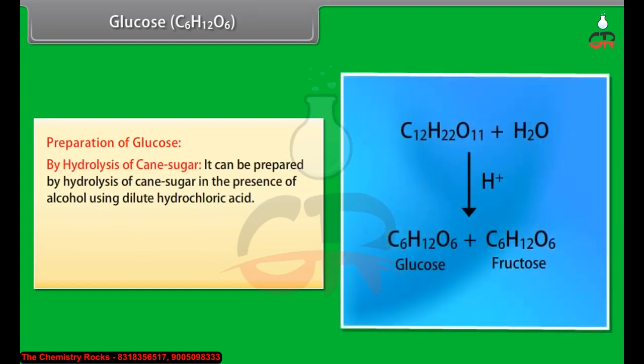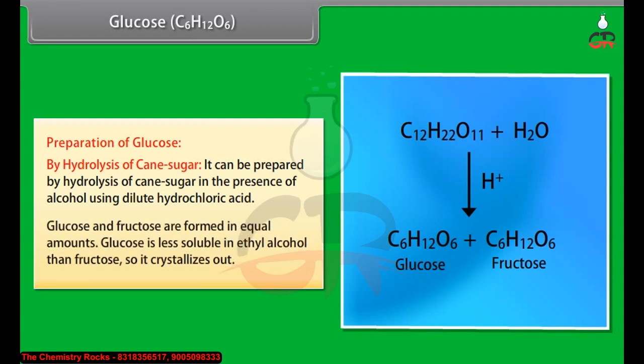By hydrolysis of cane sugar. It can be prepared by hydrolysis of cane sugar in the presence of alcohol using dilute hydrochloric acid. Glucose and fructose are formed in equal amounts. Glucose is less soluble in ethyl alcohol than fructose, so it crystallizes out.